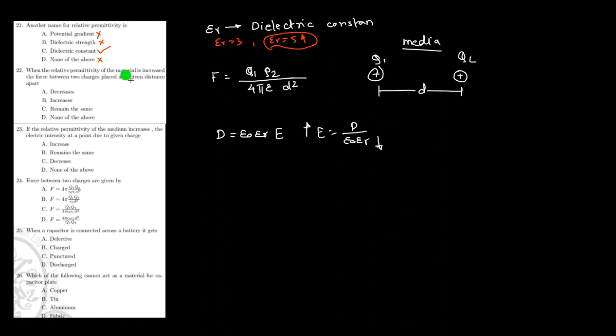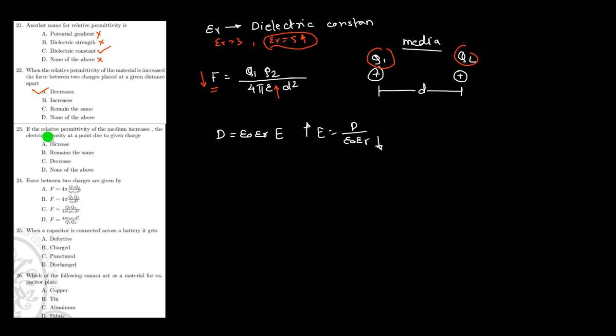When the relative permittivity of the material increases, what happens to the force between charges placed at a given distance apart? The force between two charges is given by Q1 Q2 upon 4 pi epsilon d square, where d is the distance between them, and charges Q1 and Q2 are in coulomb. So force is proportional to the charges and inversely proportional to the permittivity. Hence, if you increase the permittivity, the force between the charges decreases.